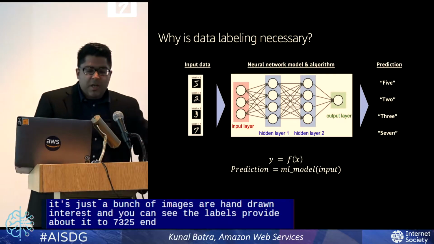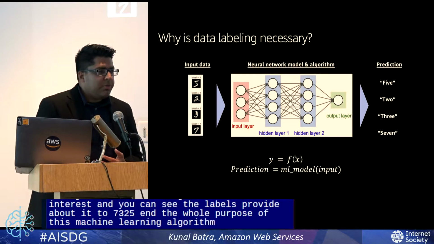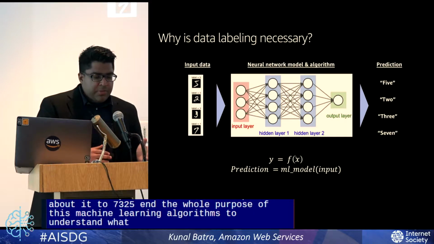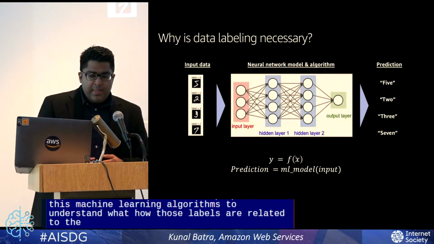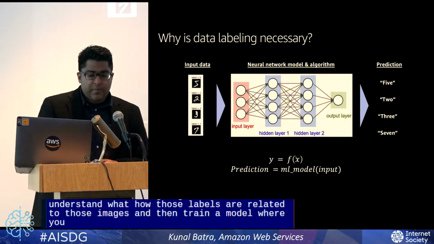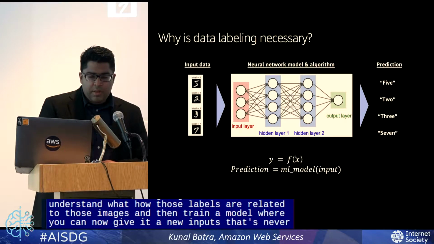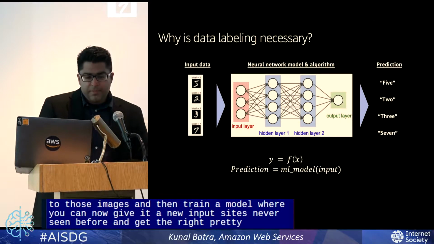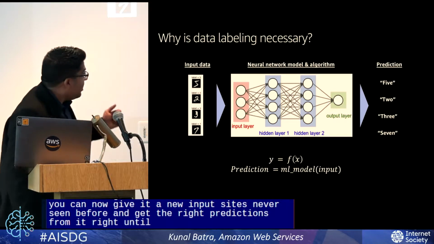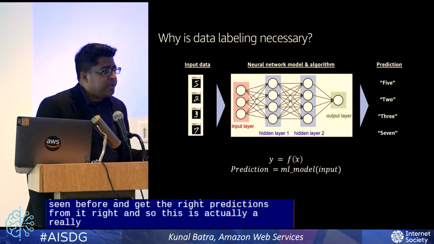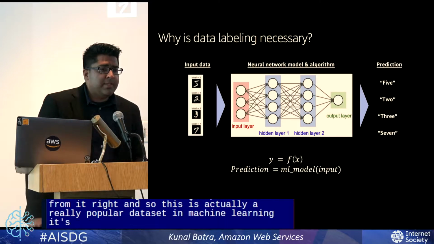The whole purpose of this machine learning algorithm is to understand how those labels are related to those images, and then train a model where you can now give it new inputs that it's never seen before and get the right predictions from it, right? And this data set is actually a really popular data set in machine learning. It's called the MNIST data set.